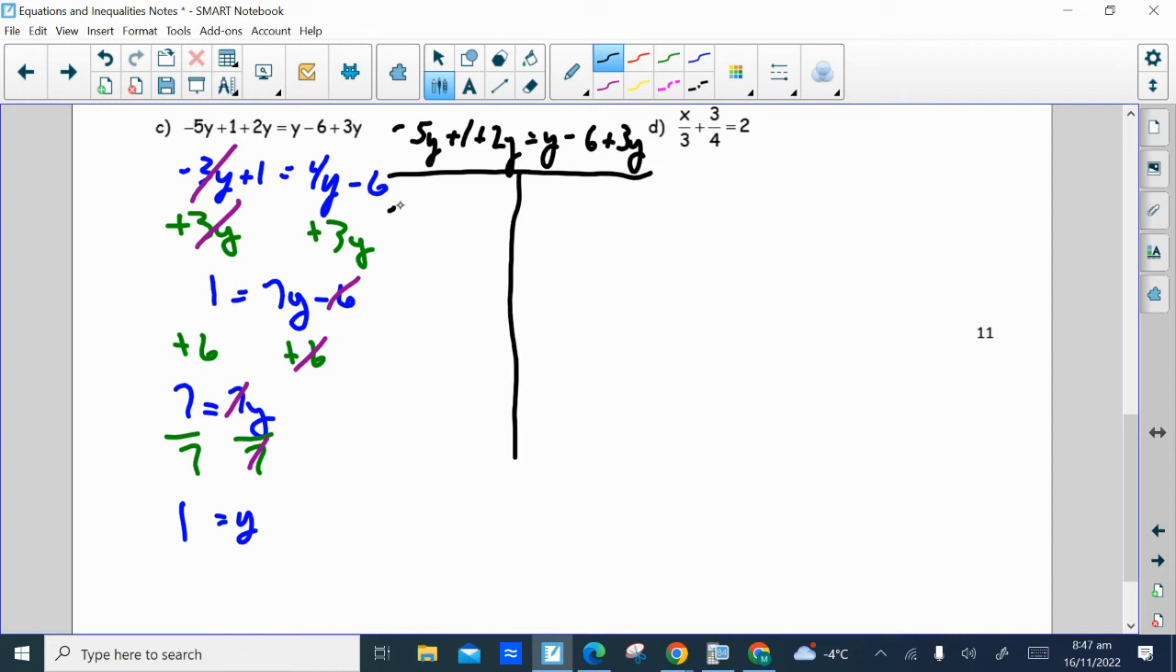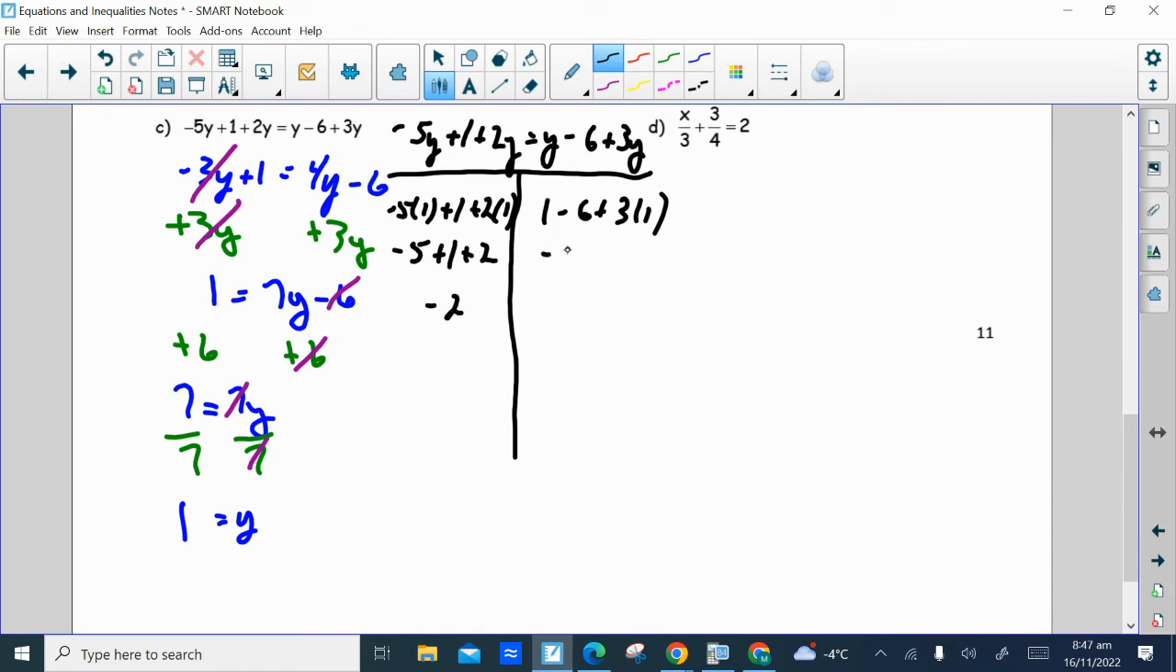So we have negative 5 times y, which is 1, plus 1 plus 2 times y, which again is 1, equaling y, which is 1, take away 6, plus 3 times 1. Negative 5 times 1 is negative 5, plus 1, and then 2 times 1 is positive 2. Negative 5 plus 1 is negative 4, plus 2 is negative 2. That's what I get on the left.